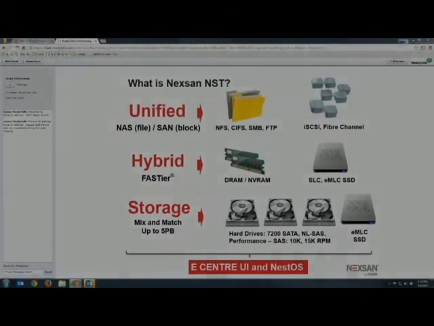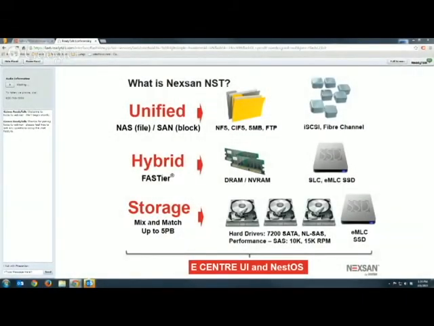The idea was to talk about the Nexsan unified storage platform, and we'll talk a little about performance and how it works. But the idea is, what is unified? If you're not familiar with it, unified is the combination of file and block storage within the same platform. In years past, in my career, we had a SAN and we had a NAS, and they lived apart.